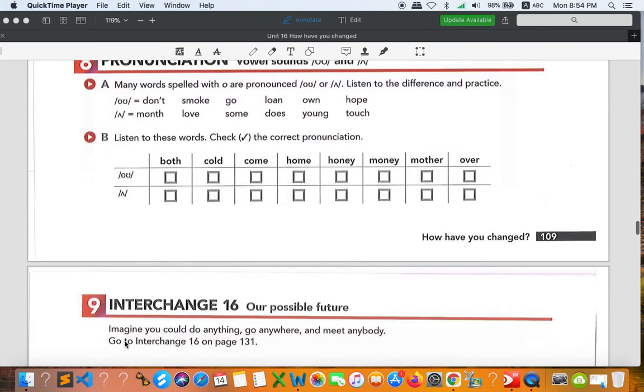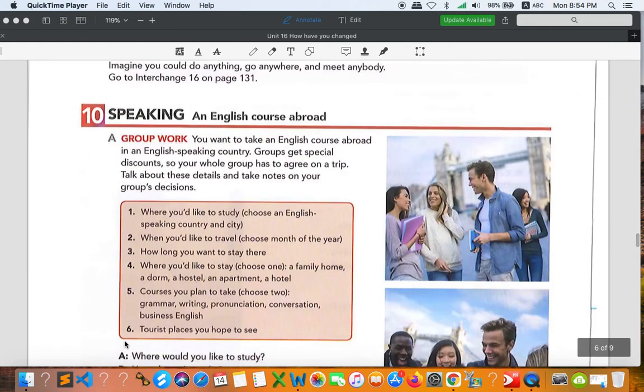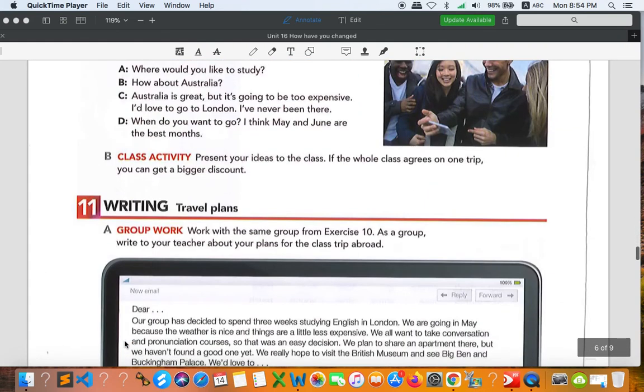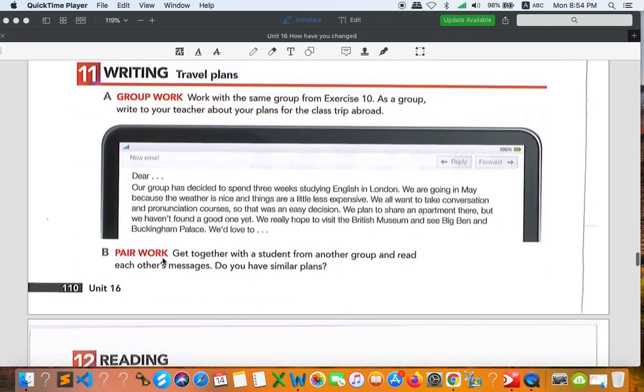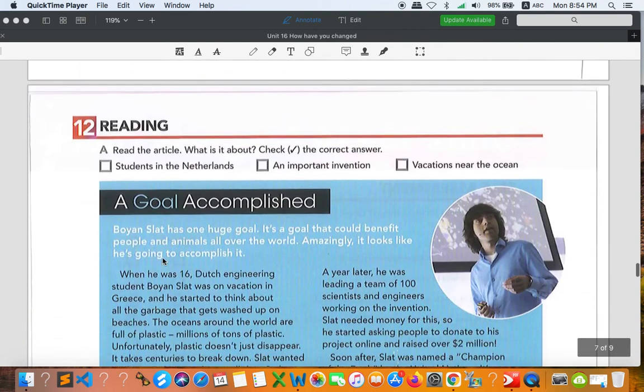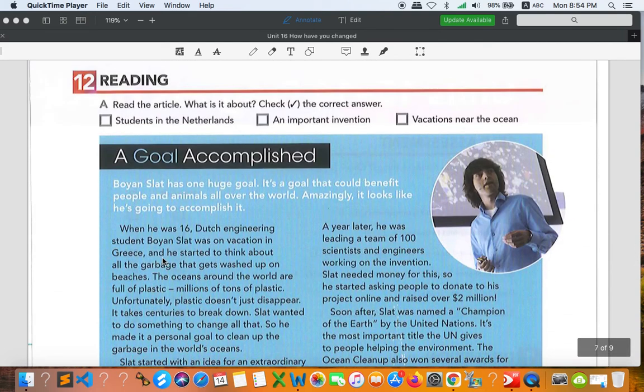We're not going to focus on numbers 8, 9, 10. We don't have to. Number 11 is travel plans. It's about writing and group work, so we don't need to focus on that either. So let's go to the last activity, which is about reading.